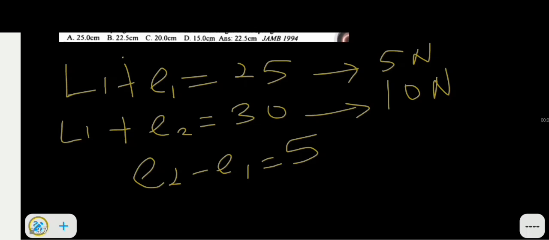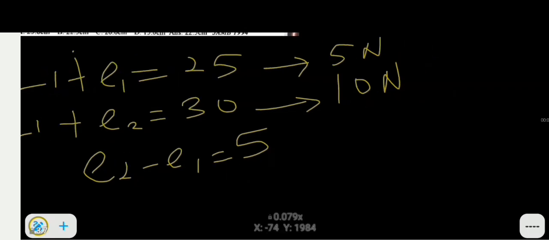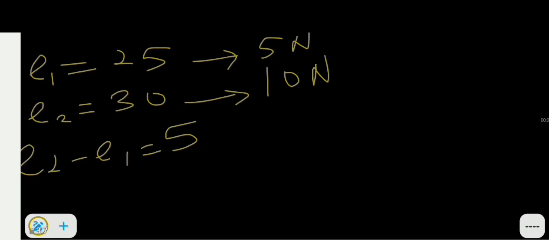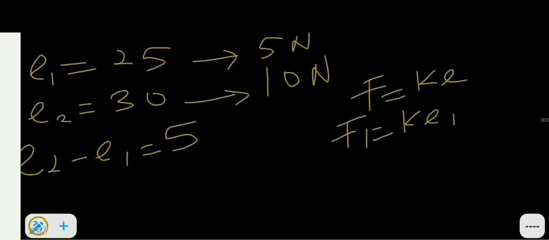Now the next thing to find is the force constant, which is K. You need to find the spring constant, which is K. Now, how will you do that? Look at the first force, which is 5 Newton. You know that your F is equals to KE. So for the first force, F1 is equals to KE1. So F1 is 5, this will give you K times the extension caused by the 5 Newton force, which is E1. Then try for the second force, which is F2.